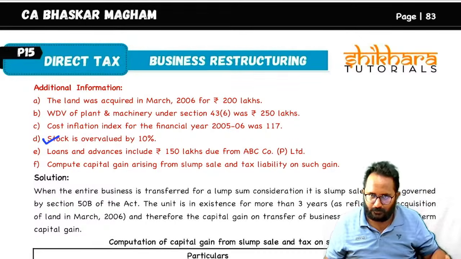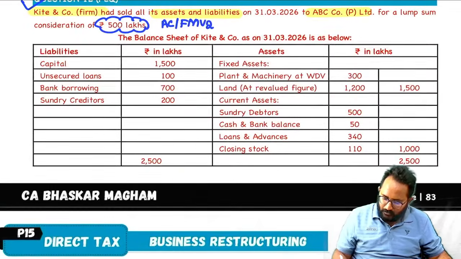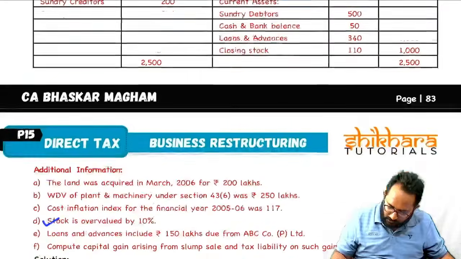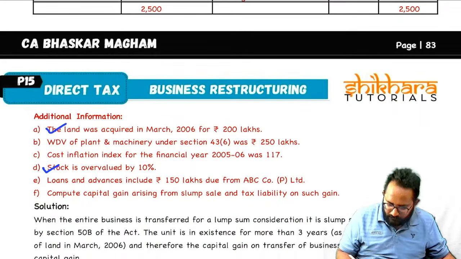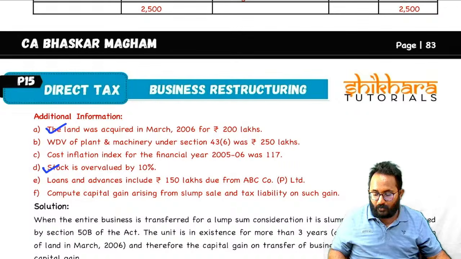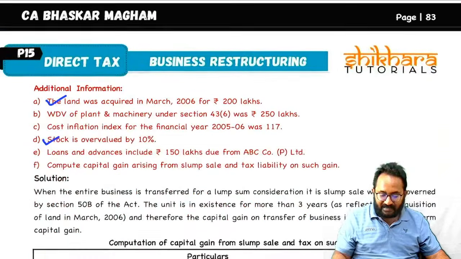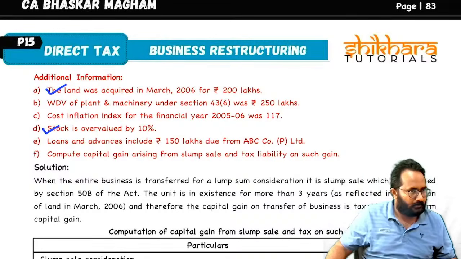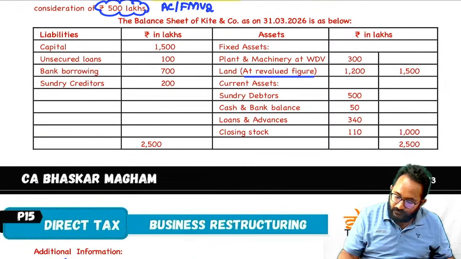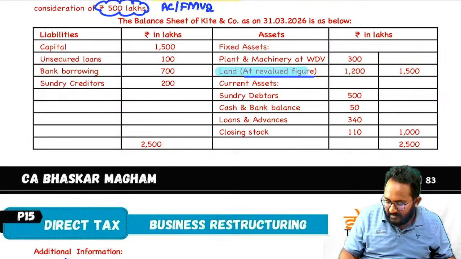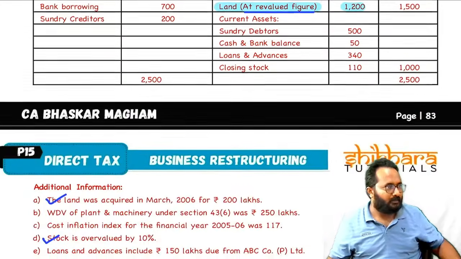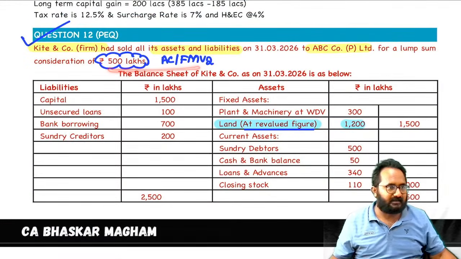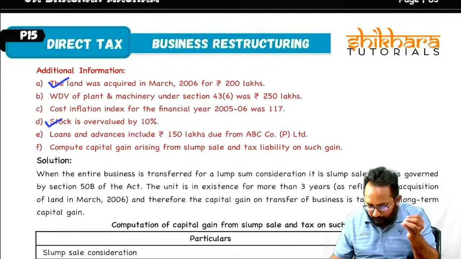We can take the original value. Next, the land is also at a revalued figure. How can I know the land revaluation amount? Originally 200 only, but we showed it as 1200. Sir, these factors I need to consider in the net worth computation. In FMV1 computation, which value do we need for this land? Stamp duty value. Have they given it? No. So that's why we take it as the consideration.